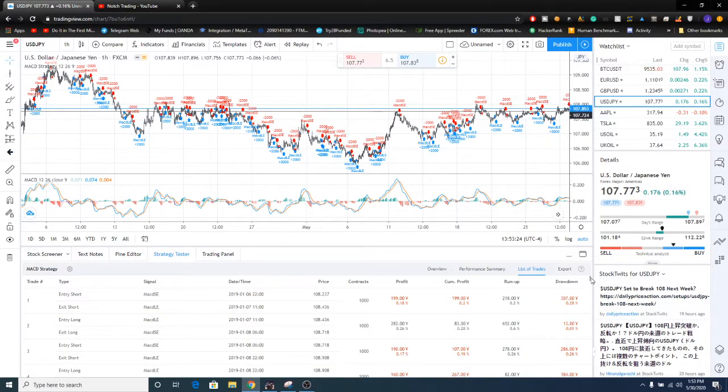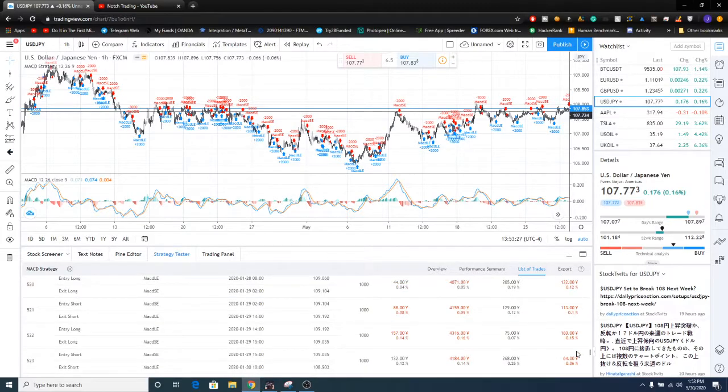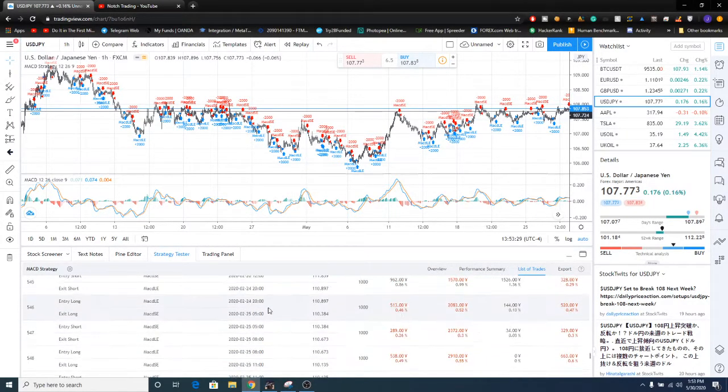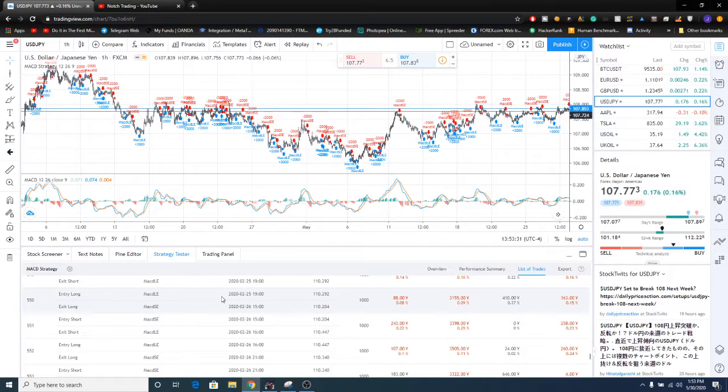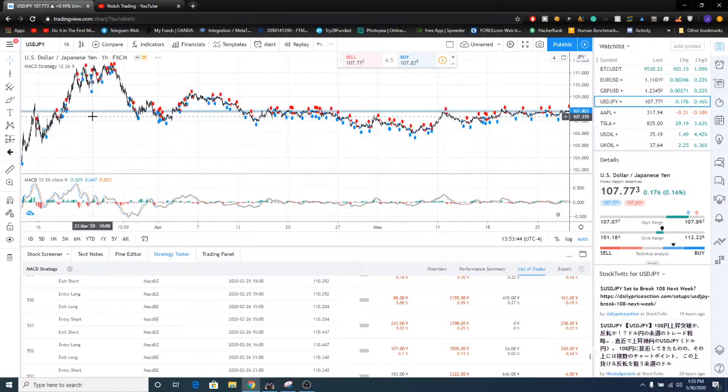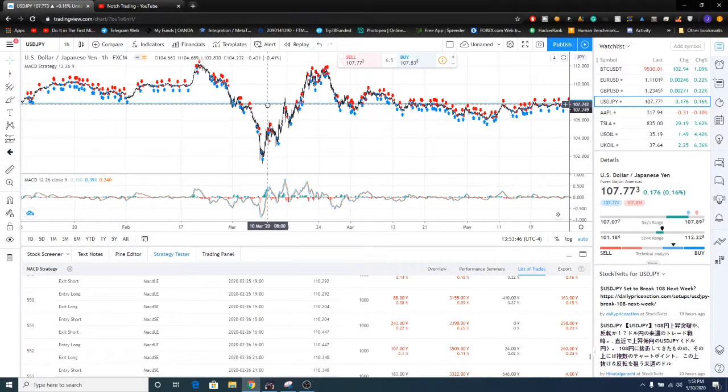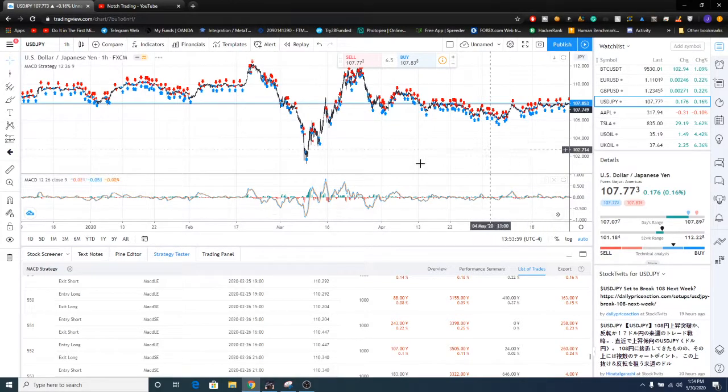So let's go all the way down to the 550th trade and see when exactly that is. That appears to be, yes, right around March, where the volatility spike occurred in the market. So it seems like this did really well during that time. We can go all the way back to March, and as you can see, this is what happened during March. The EMAs went crazy. You know, this just doesn't happen very often.